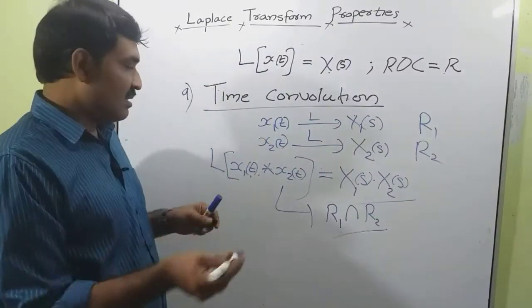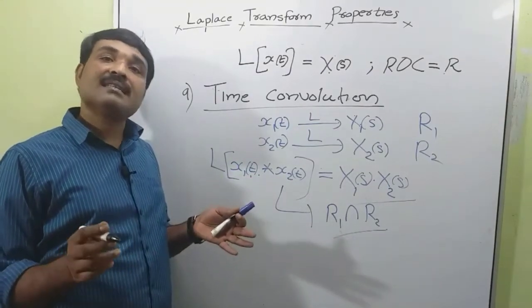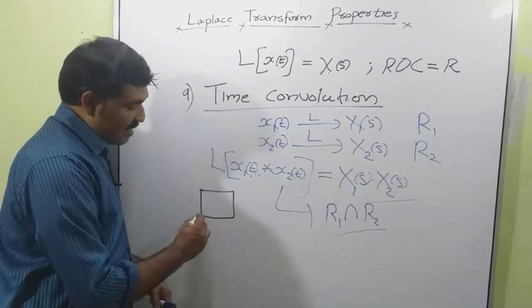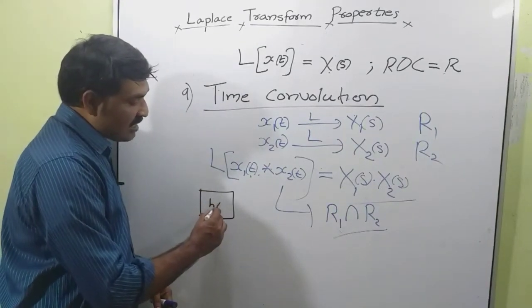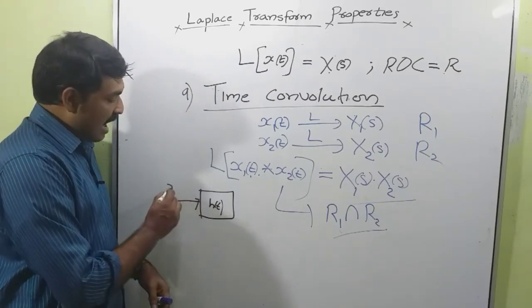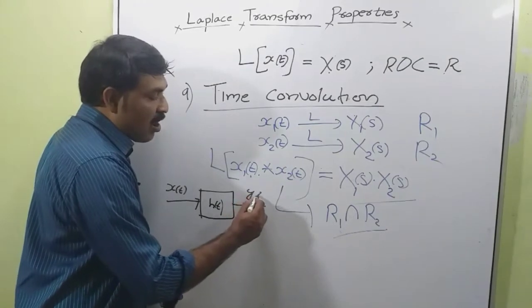This property can be used to find the output of a system. Suppose we have a system. This is our system, and h(t) is the impulse response of the system. And for any input x(t), let y(t) be the output.